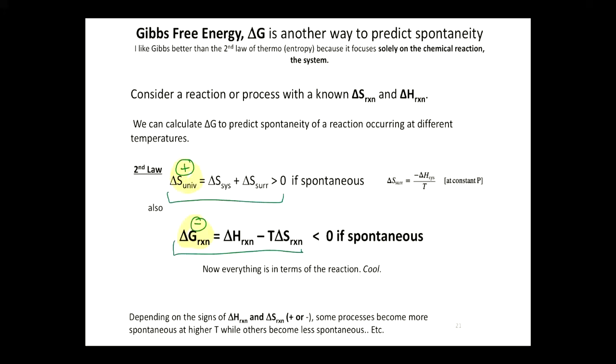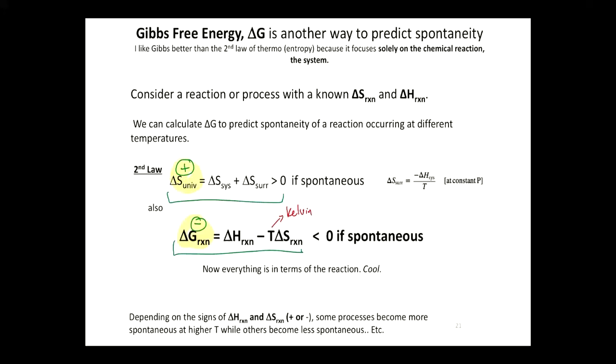That's annoying to do. So let's put everything in terms of the reaction, where the Gibbs free energy of a reaction is equal to its enthalpy change, the heat of that reaction, minus T, the temperature. This value is always in Kelvin. Kelvin temperatures are always positive numbers because 0 Kelvin is the lowest you can have, and then it always goes up. So that temperature value will always be a positive number.